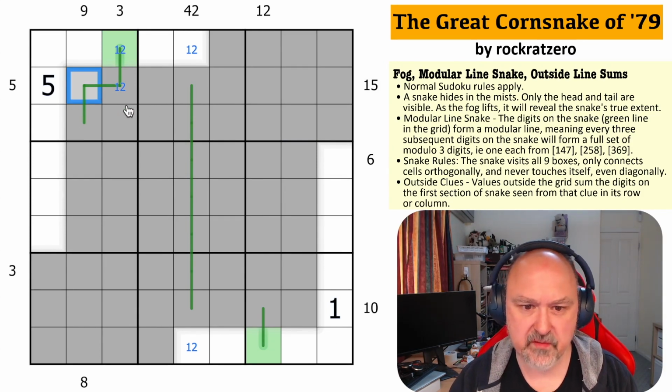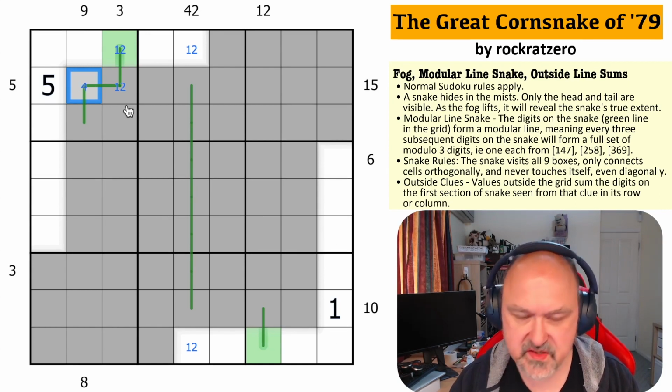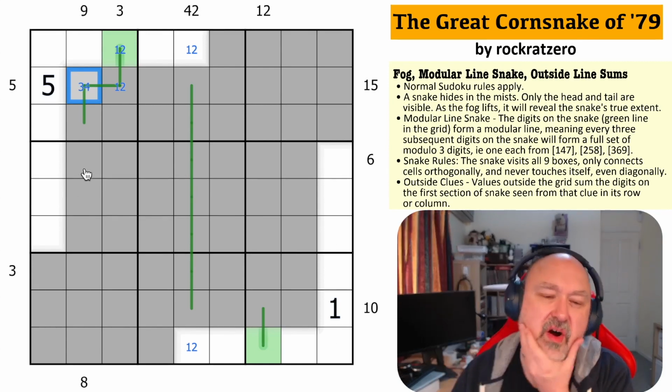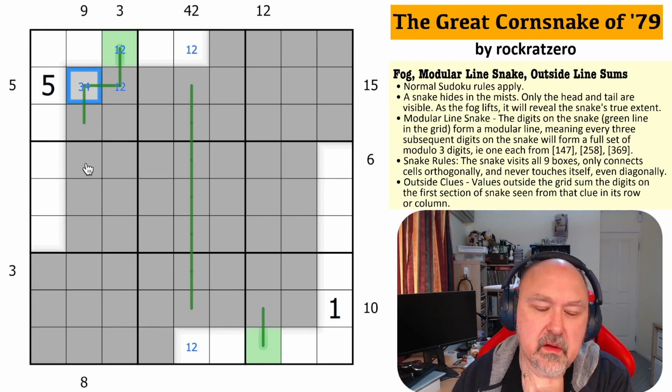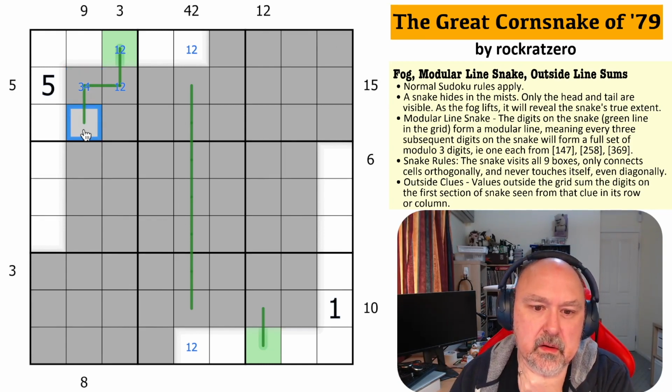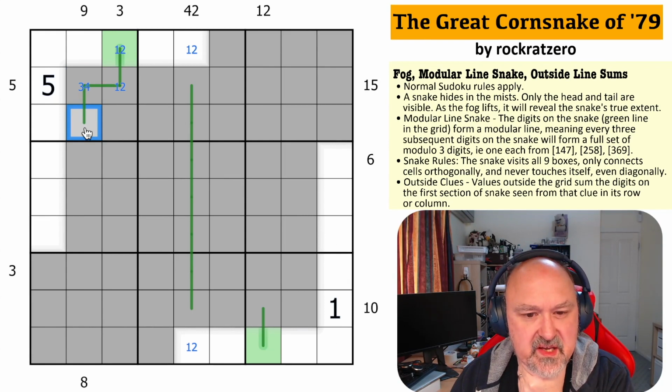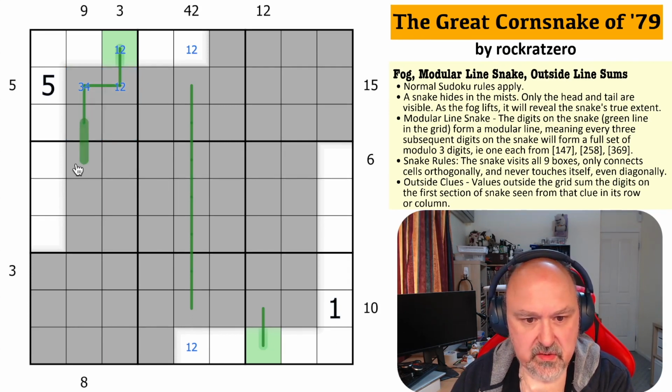So this is either 1, 4 or 2, 3. Whoops, 2, 3. But this is part of a 9 length. Well, if this stopped here, it would have to go back and then it would be touching itself. It can't go this way because then the snake would be touching itself. So this must continue.